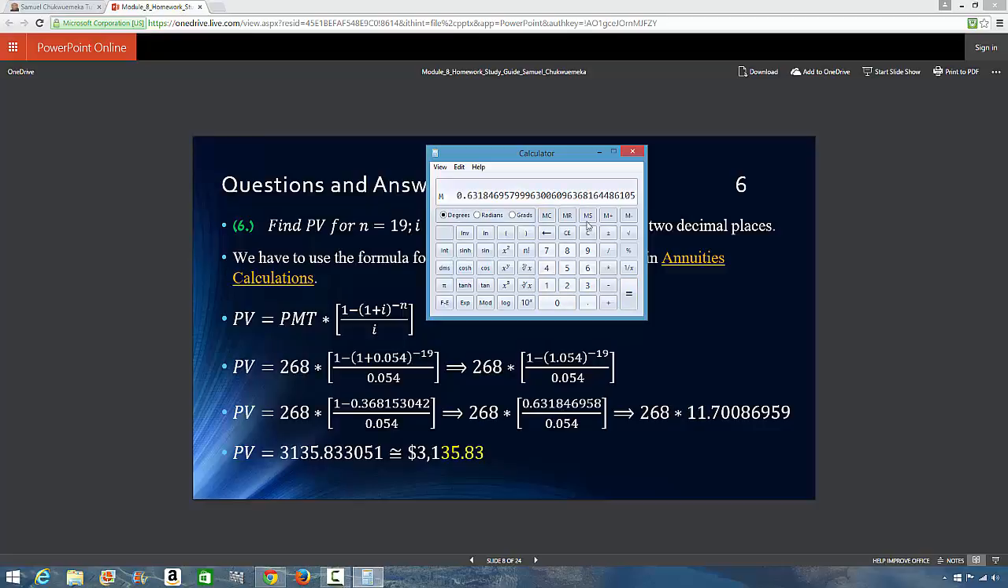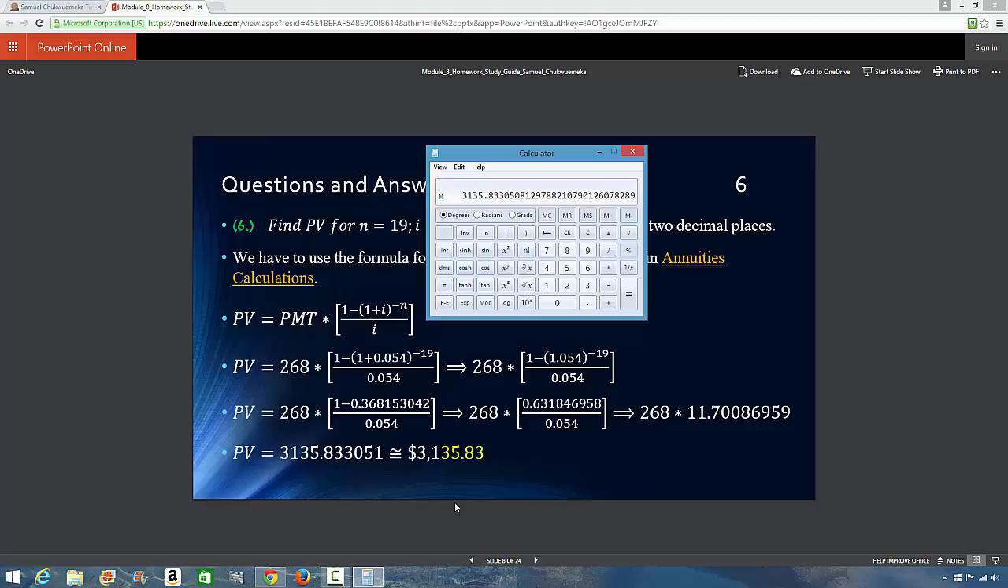Excuse me. It gives you this, 0.631846958. And then you now do divided by 0.054 equal to, gives you this. And then you now do times 268 equal to, and that's your answer. It is not difficult. Trust me. You just have to do it step by step.